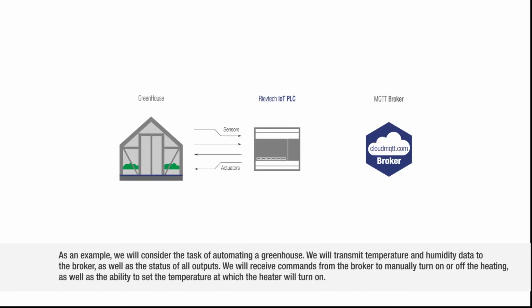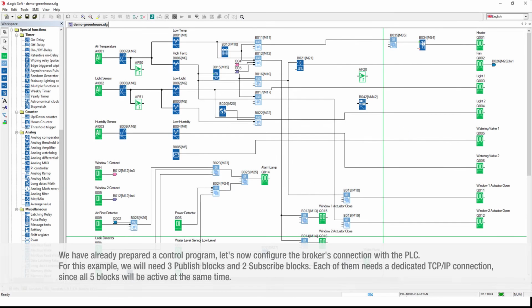As an example, we will consider the task of automating a greenhouse. We will transmit temperature and humidity data to the broker, as well as the status of all outputs. We will receive commands from the broker to manually turn on or off the heating, as well as the ability to set the temperature at which the heater will turn on. We have already prepared a control program.